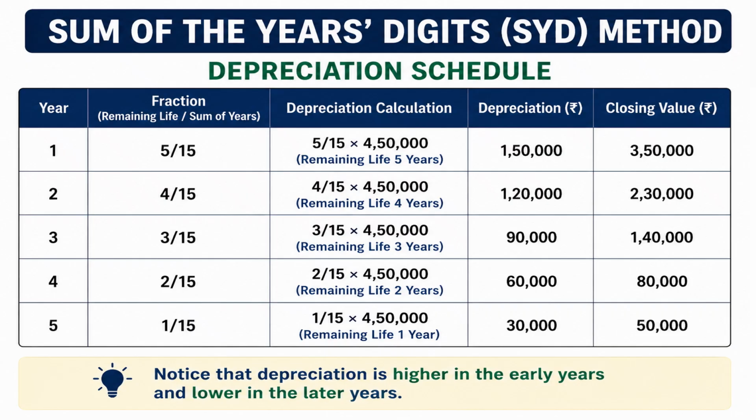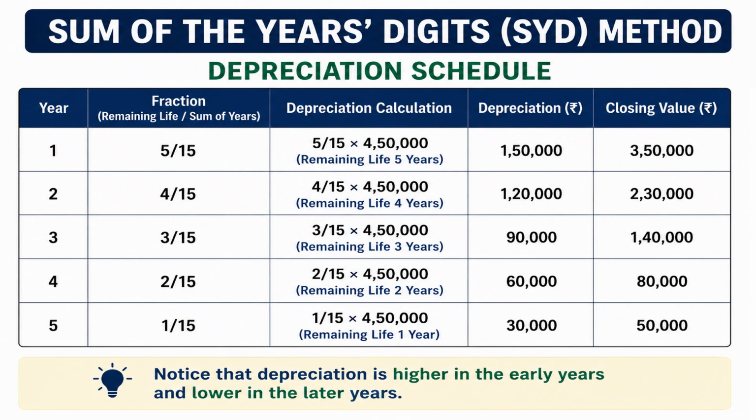Year 3. Remaining life is equal to 3. Depreciation is equal to 3 divided by 15 into 4,50,000 rupees, is equal to 90,000 rupees. Year 4. Remaining life is equal to 2. Depreciation is equal to 2 divided by 15 into 4,50,000 rupees, is equal to 60,000 rupees. Year 5. Remaining life is equal to 1. Depreciation is equal to 1 divided by 15 into 4,50,000 rupees, is equal to 30,000 rupees. Look at the screen for depreciation schedule as per this method.